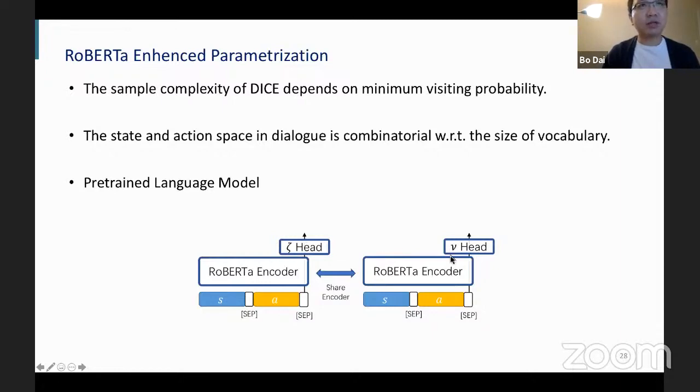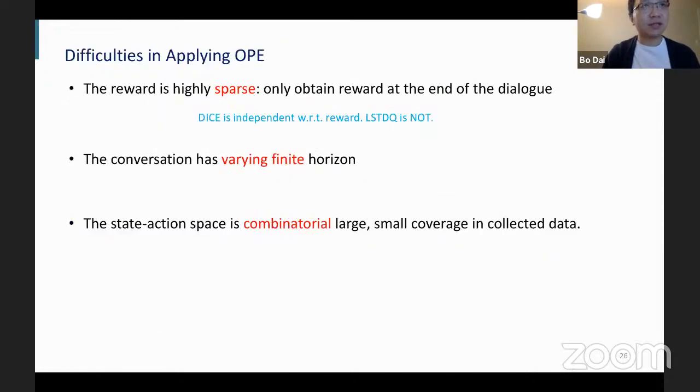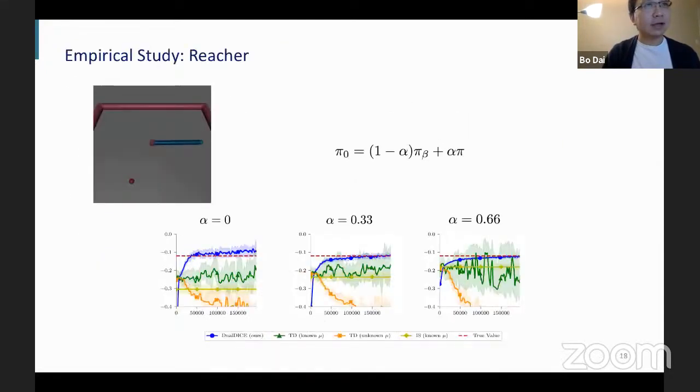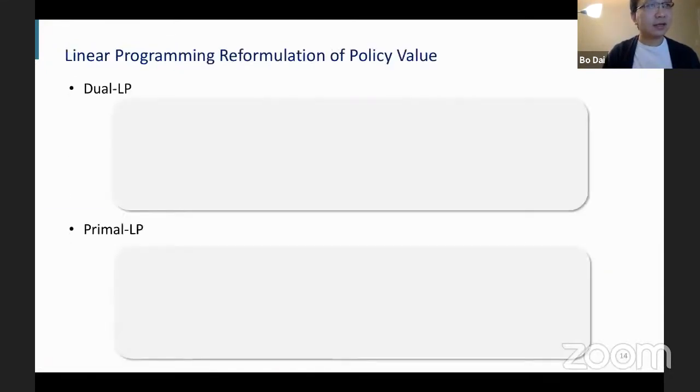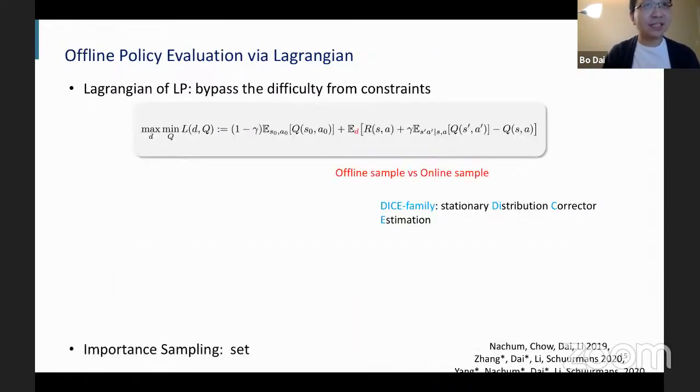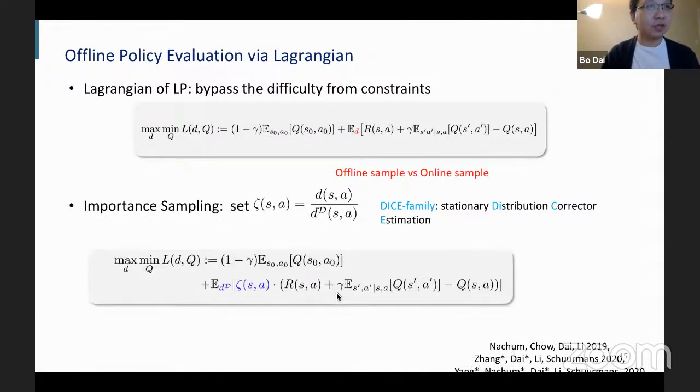Remember, in our DICE, it's these two components, this zeta and the Q function. And we utilize a very good feature so that you don't need to worry about literally covering every state-action. You are in the feature space right now.